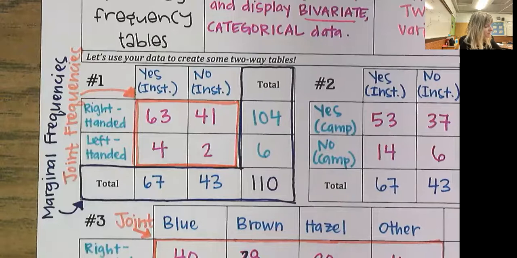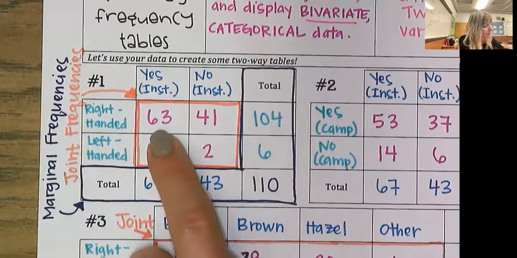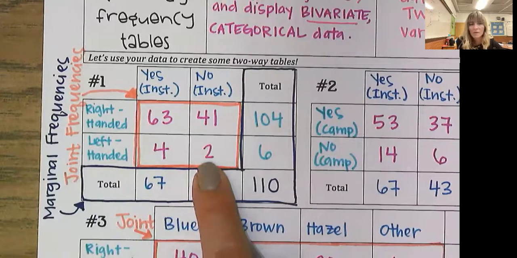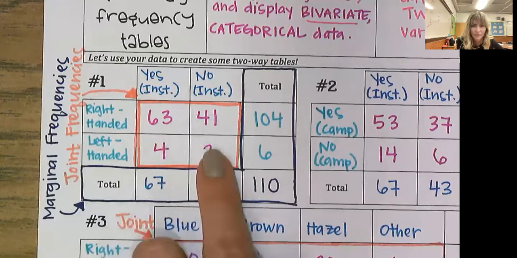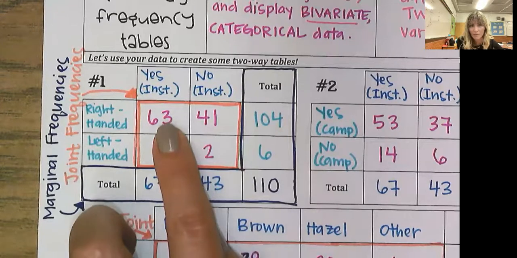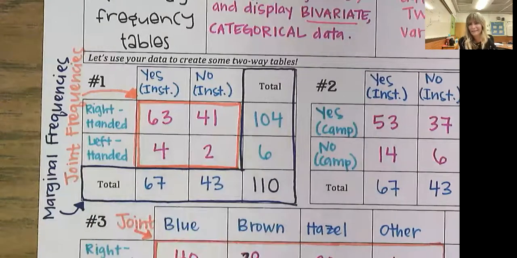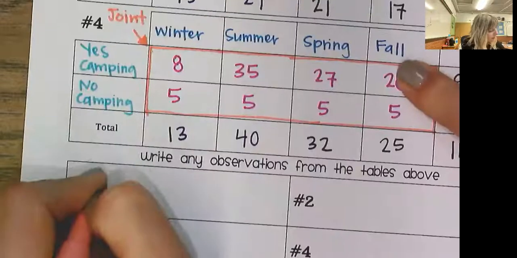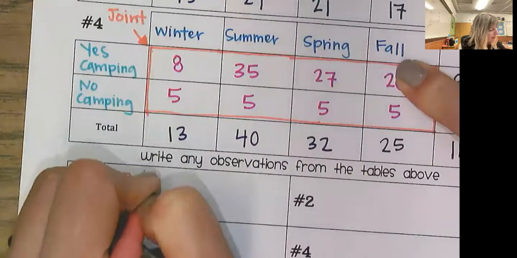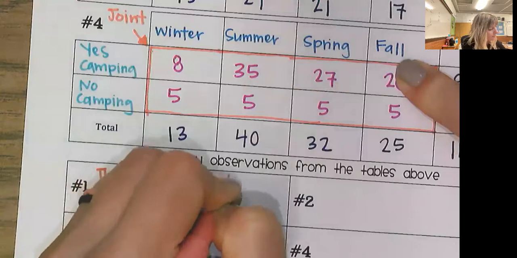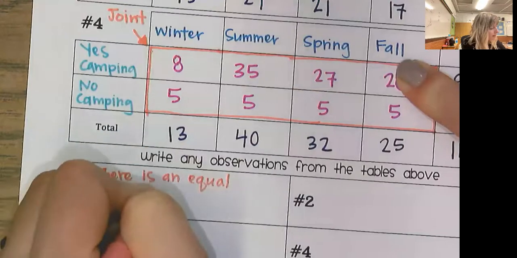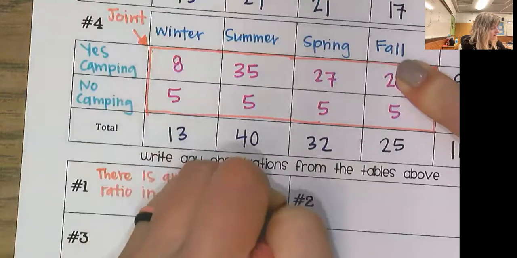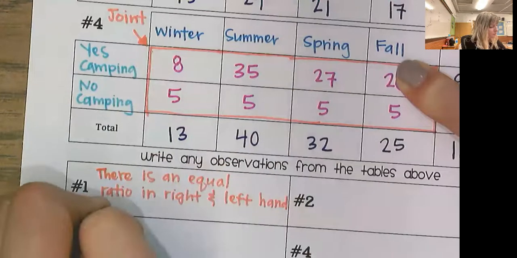So I'm going to help you with this first one. For example, I noticed, first of all, that more right-handed people play an instrument than don't, but that's also true for left-handed people. So I notice in here that there's kind of an even ratio of how many people play an instrument versus not, and it kind of doesn't matter whether you're left-handed or right-handed. So I might write something like that. There is an equal ratio in right and left hand for playing instruments.